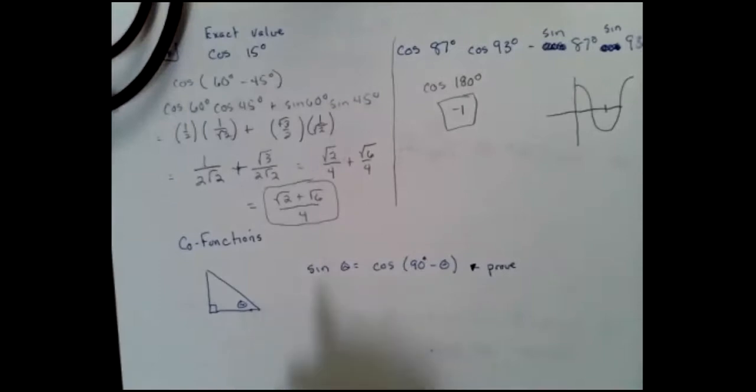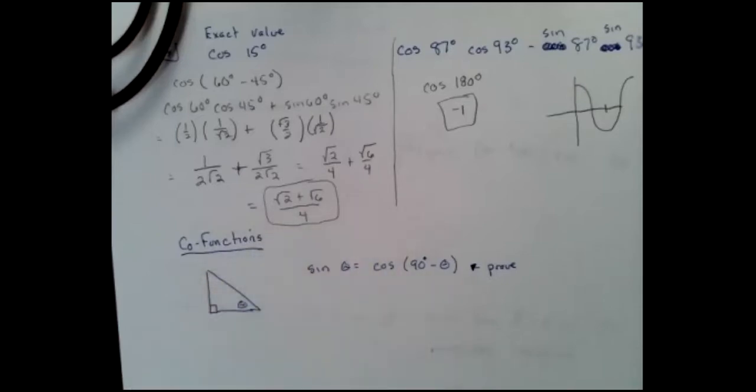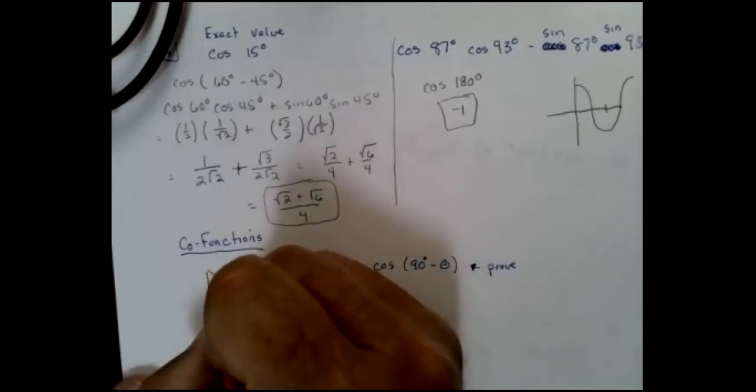Co-functions. It's a good time to bring up these things called co-functions. If you think about it, here's the sine. Its co-function is the cosine. Is that where the name comes from? Maybe. From the cosine. And if you look, if this angle right here is 90, and this is theta, what does this angle in here become?